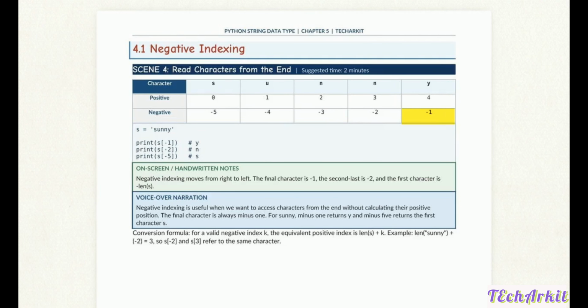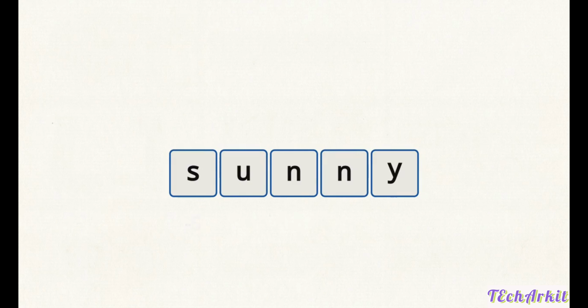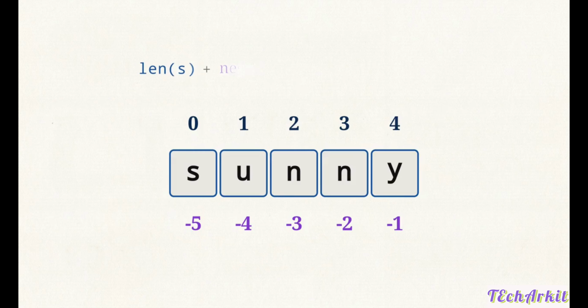Python identifies the final character as -1. Negative coordinates function as automated backward offsets. The system resolves these positions using a formula. The length of the string plus the negative index equals the equivalent positive coordinate.